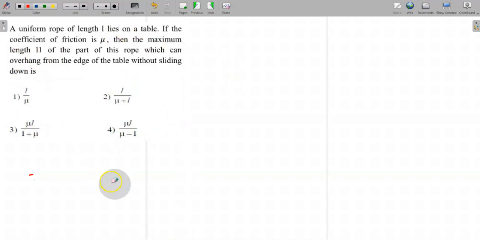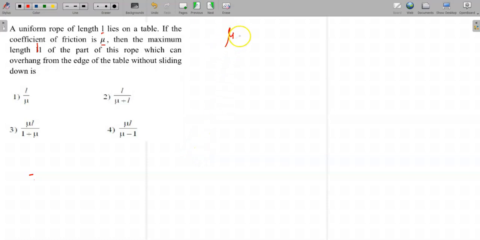A uniform rope of length L lies on a table. If the coefficient of friction is mu, then the maximum length L1 of the part of this rope which can overhang from the edge of the table without sliding down is... This is an easy question. We just need to know a few concepts here.